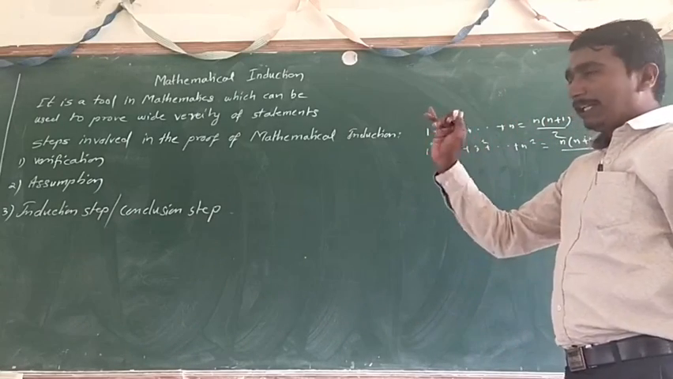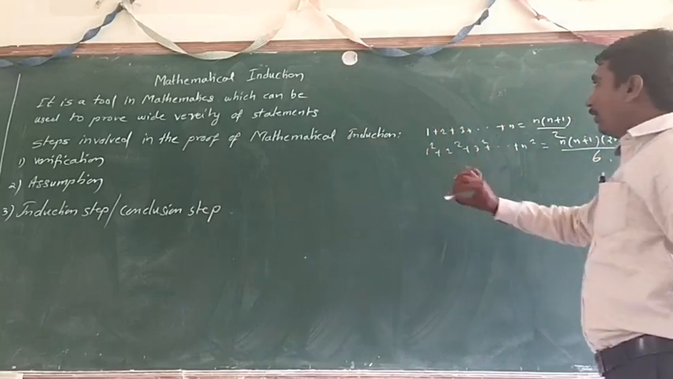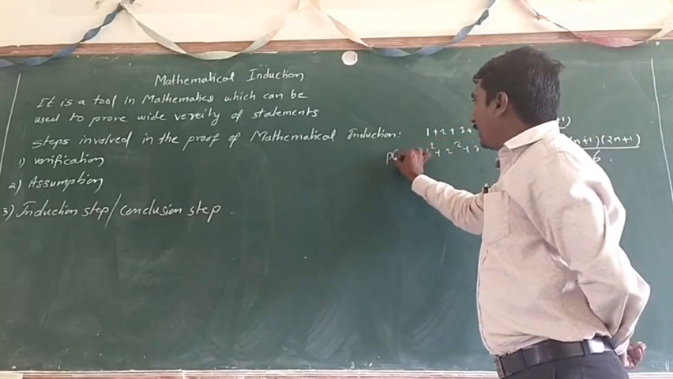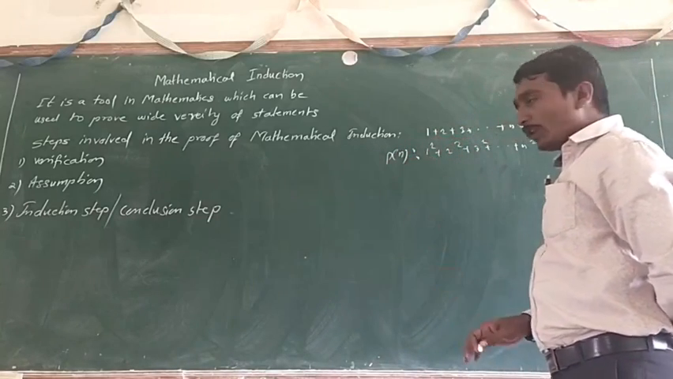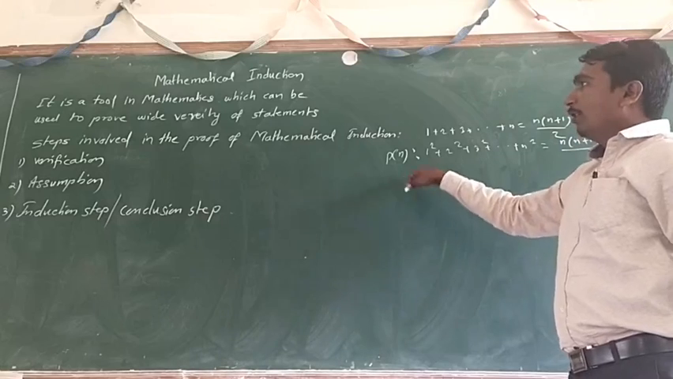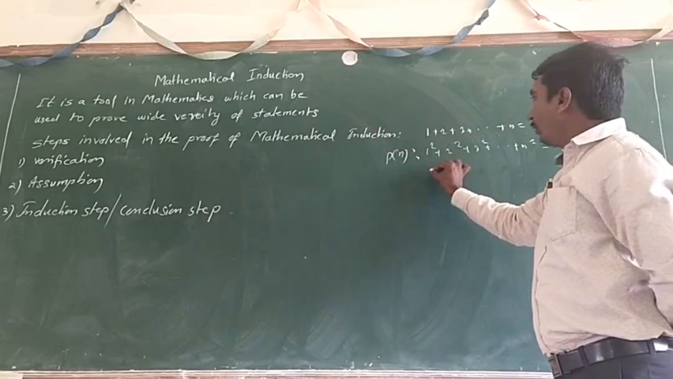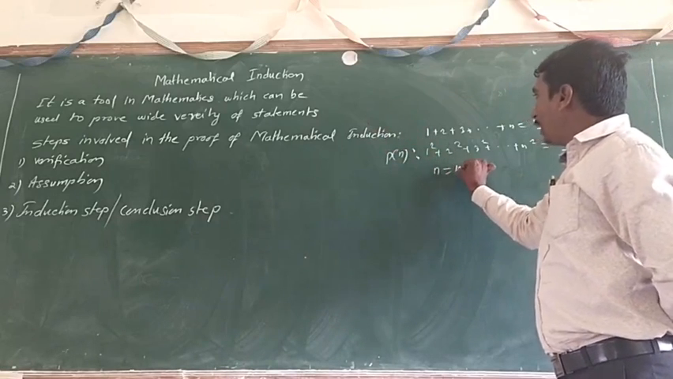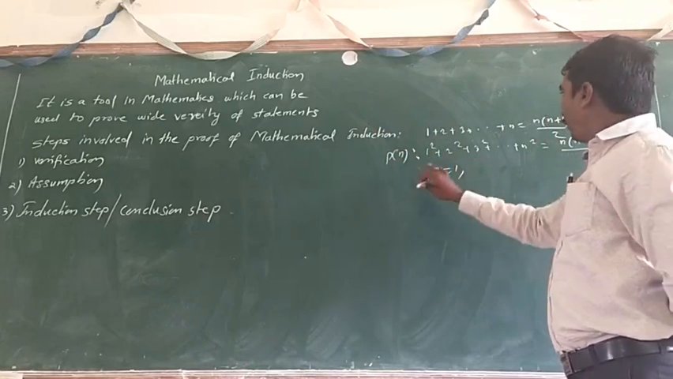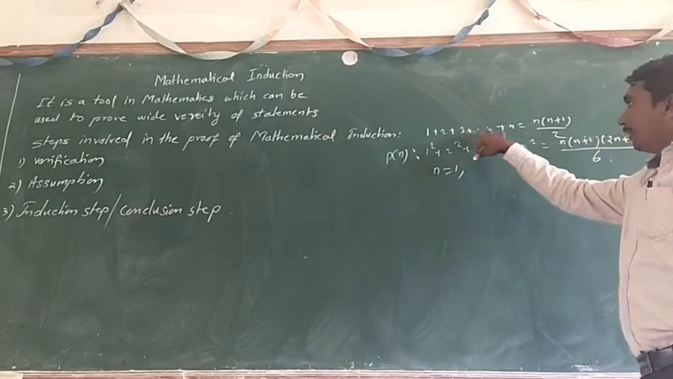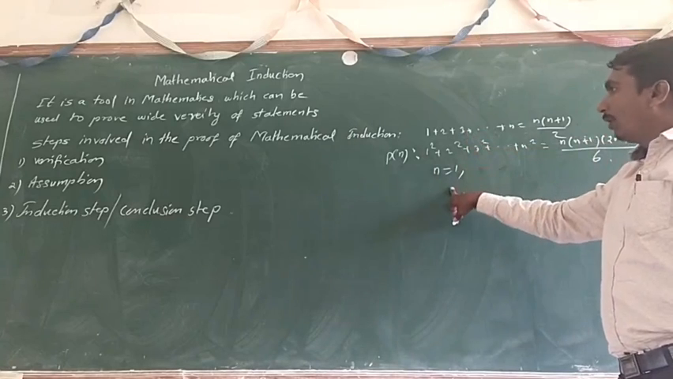The first step is verification. In the given example we consider the statement as P of n. Verification means we have to verify the given statement for n equal to 1.